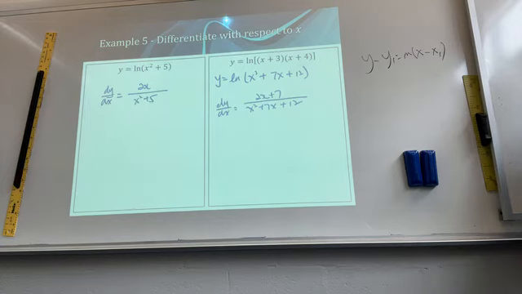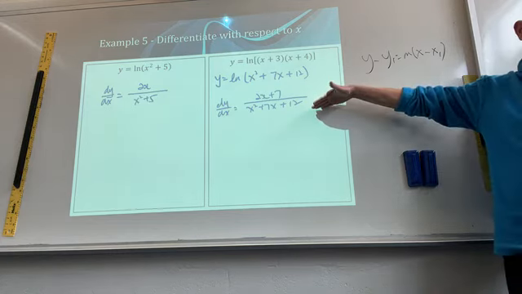Sorry. You can do ln of x plus 3 plus ln of x. You can do that as well. You can do the ln of x plus 3 plus ln of x plus 4. But then you've got to bring it back, combine it. That's all.